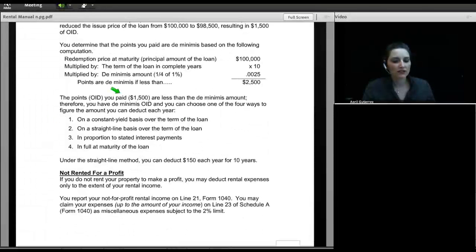If you pay $1,500 of points, that is less than de minimis. Therefore, the points are deductible. And you do it in one of 4 ways. That is, you claim the deduction in one of 4 ways.